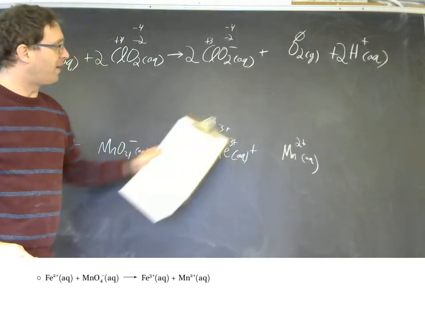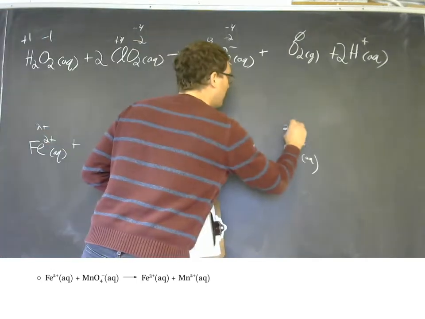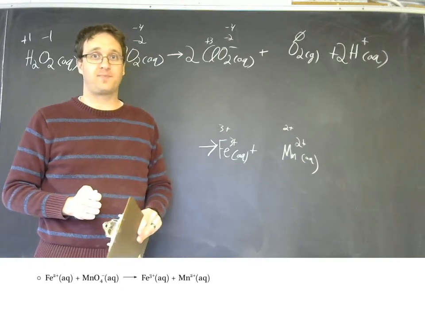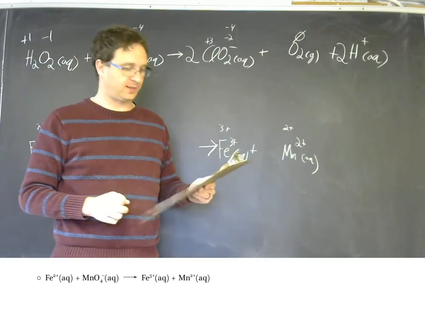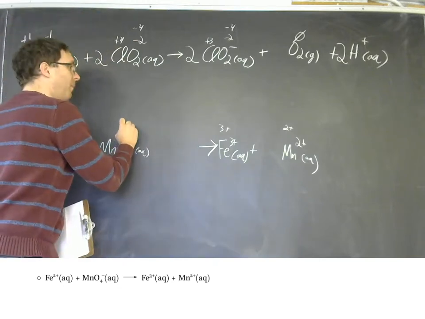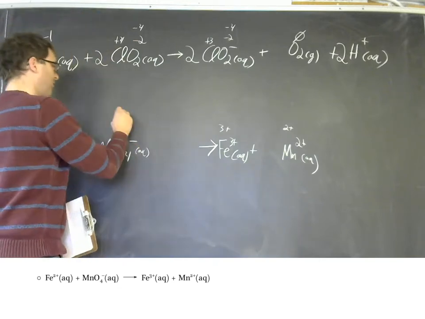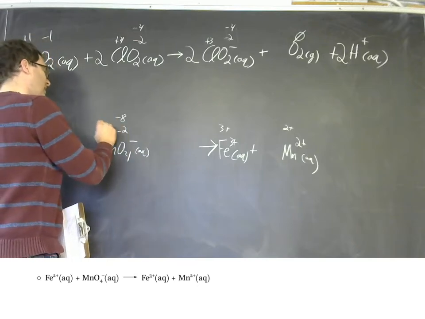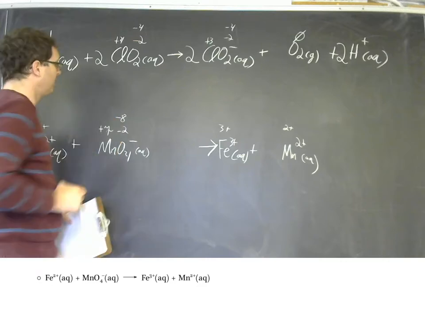And then the manganese will be 2+. Those monoatomic ions are all very easy to assign oxidation numbers. Then here in the permanganate, oxygen is a -2. There are 4 of them for a total of -8. And the manganese balances that out, so it'll be +7.